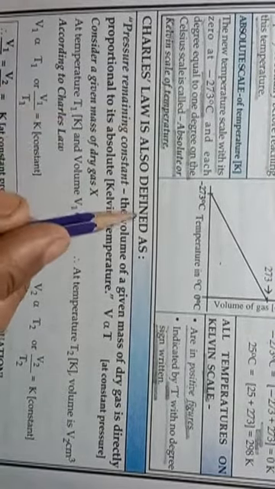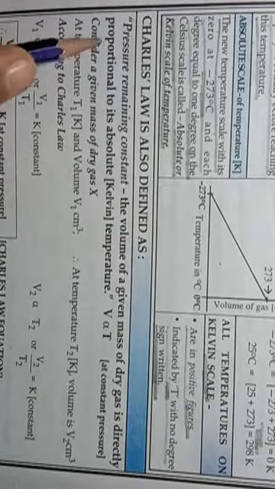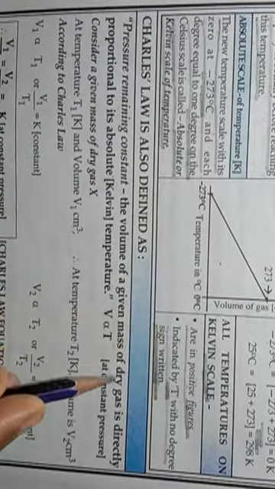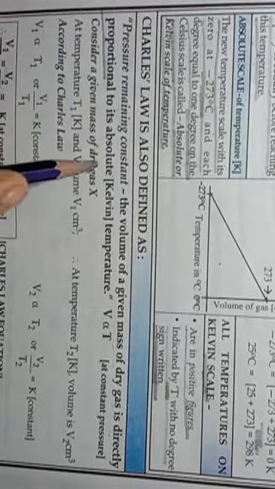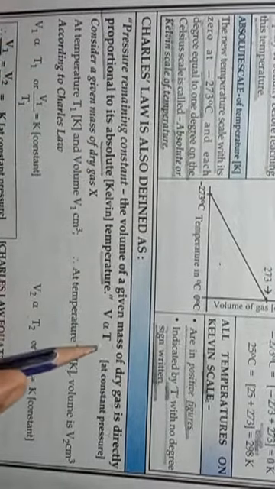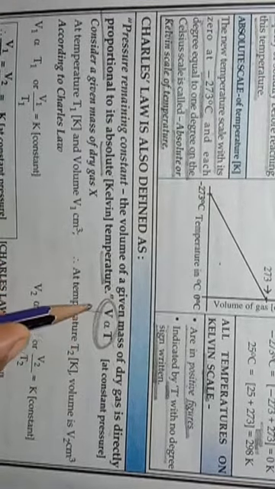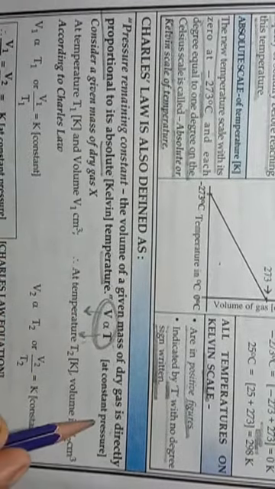Charles' law can be defined as: pressure remaining constant, the volume of a given mass of dry gas is directly proportional to its absolute temperature, meaning V is directly proportional to T. So according to this relation, if volume increases, temperature will also increase at constant pressure.